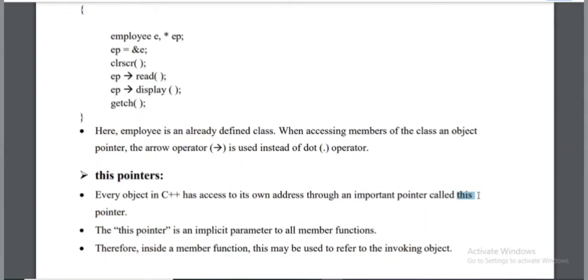Through a pointer, it's going to access its own address. That is known as what? This pointer. Okay, so this pointer is an implicit parameter to all the member functions.